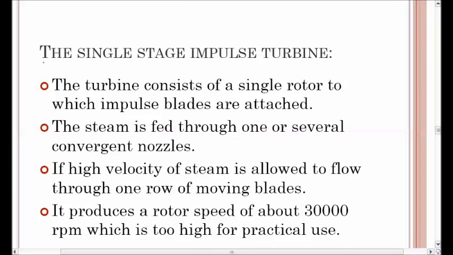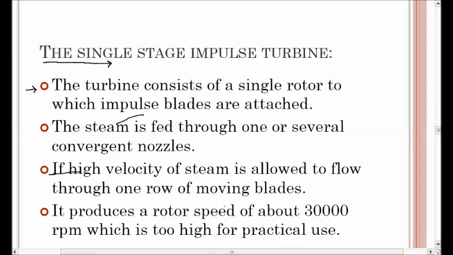So let's see what a single stage impulse turbine is. This is a primitive type of impulse turbine that was initially designed. To know the characteristics, we go on. The turbine consists of a single rotor to which impulse blades are attached. The steam is fed through one or several convergent nozzles. If high velocity steam is allowed to flow through one row of moving blades, it produces a rotor speed of 30,000 rpm, which is too high for practical use. Here the rpm is increased but the energy extraction is very low.